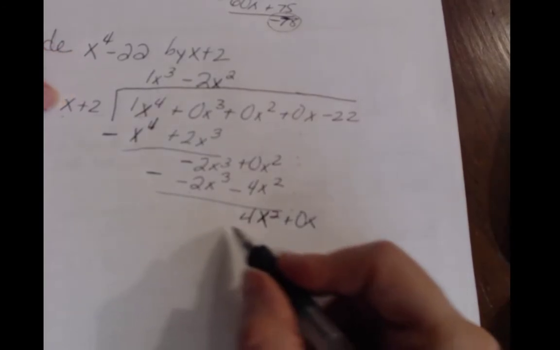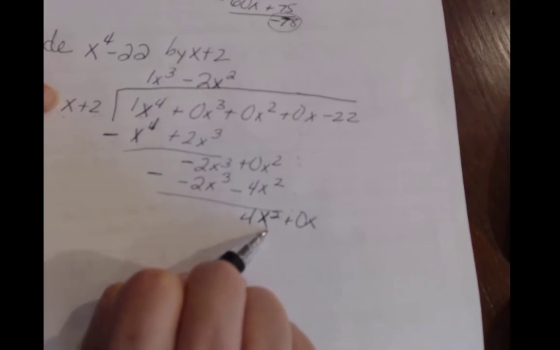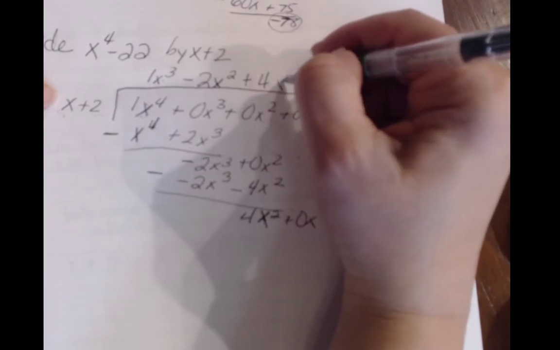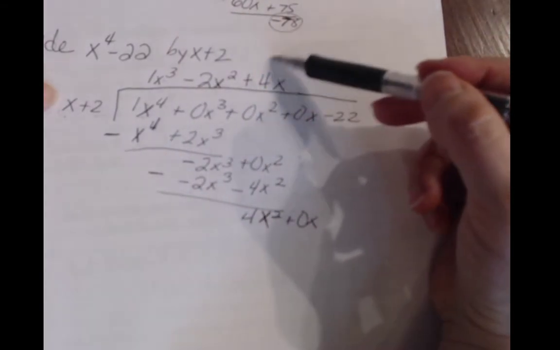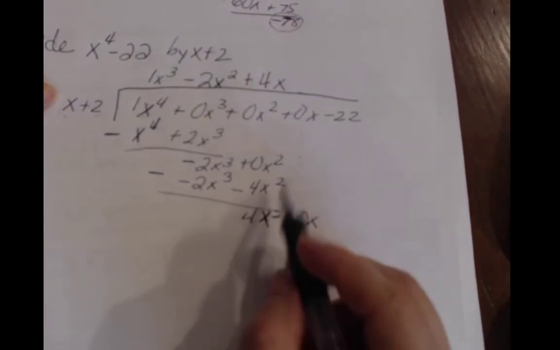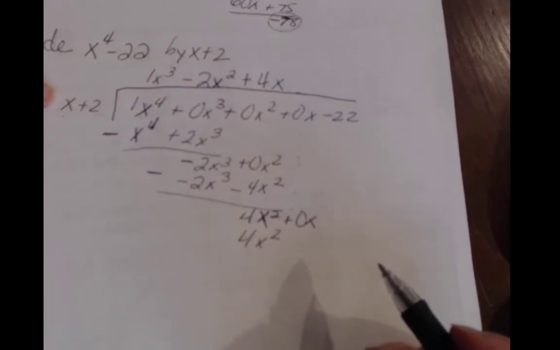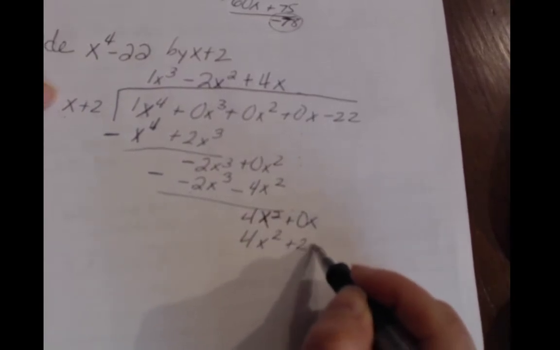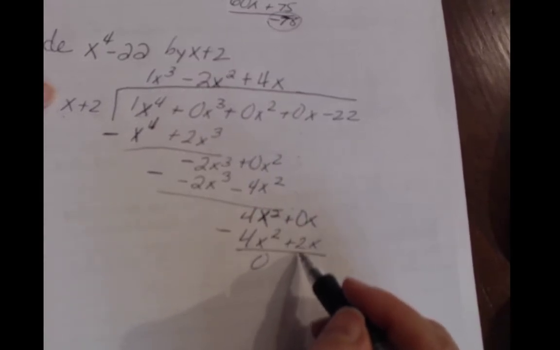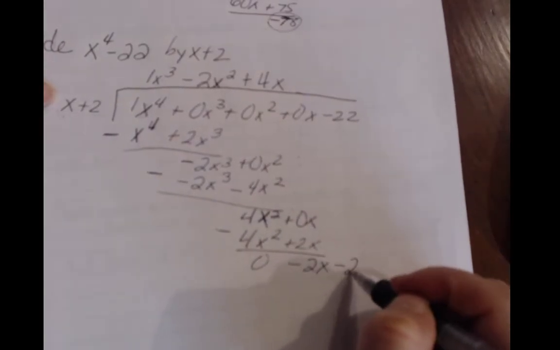Now I think, what do I need to multiply x by to get 4x squared? To get that, I need a 4 and an x, plus 4x. I take that 4x and I multiply it by the x plus 2. That's 4x squared plus 2x. Wait, that's 8x: 4x times 2 is 8x. And we subtract. 4 minus 4 is 0. 0 minus 2 is negative 2x. Drop down the next term, minus 22.